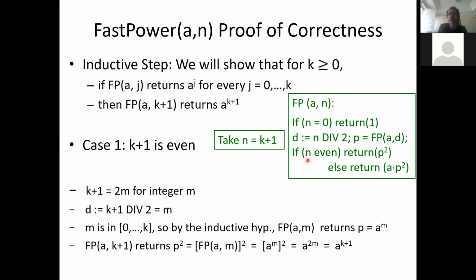And so because n, k plus 1, is even, right? That was this case. So the algorithm will return p square, where p is this, and by the inductive hypothesis, this thing, a to the m, is computed correctly. So therefore, squaring this gives you a to the 2m, and 2m is k plus 1. So that case is correct. Okay. I mean, it's as simple as this.